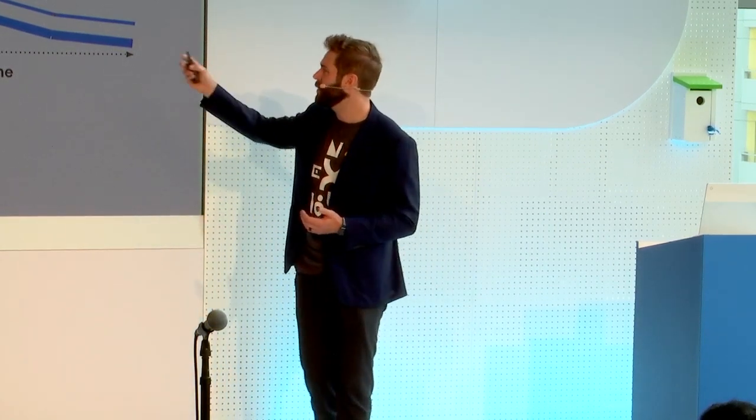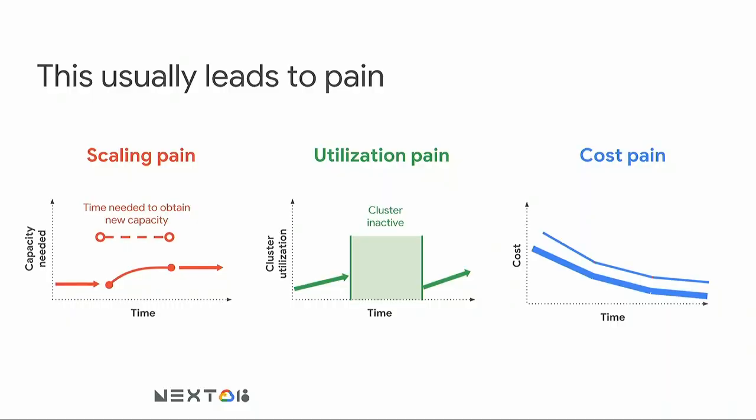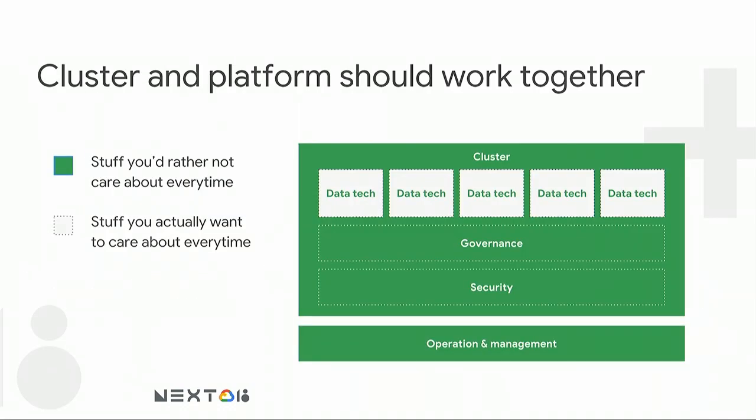And at cost pain, what you'd see is you're still reducing your costs as you move to Hadoop over legacy technologies. But because you've over-provisioned and because you've got inactive clusters, your cost is always going to be more than what it actually should be if you could get to a point where you're only using what you need. And so that's why we think that really the cluster and the platform should work together. And that's what we've tried to build here. And so when we think about that, the stuff that you'd rather not care about every time, that's the governance, the security, the operations and management.